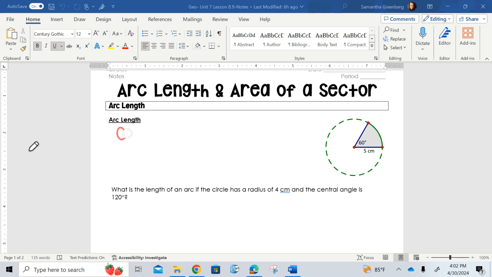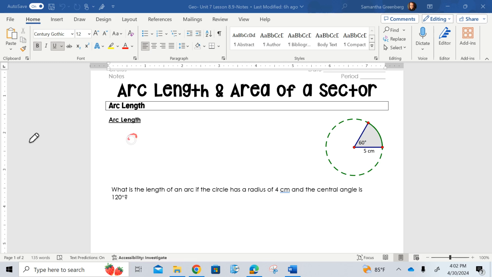So, circumference equals 2 pi r. And so when we are talking about a sector, our sector is just a piece of our circle. So we need to know what that piece is, and that comes from our central angle. So our central angle in this case is 60. So our angle is going to tell us how much of our circle we are looking for.